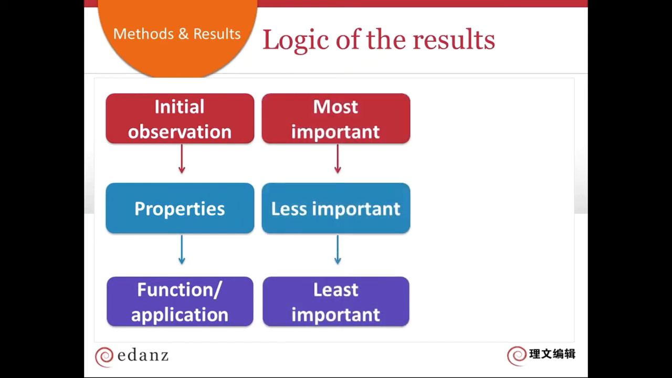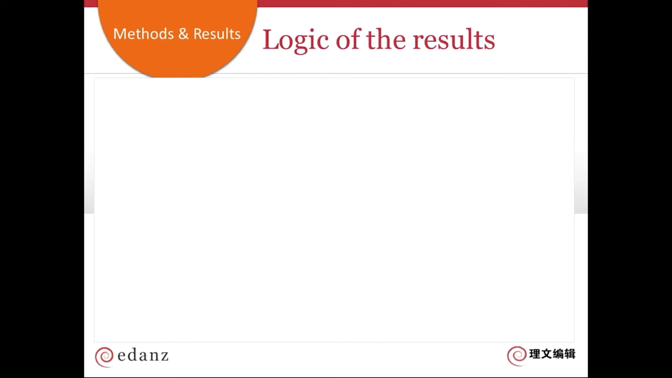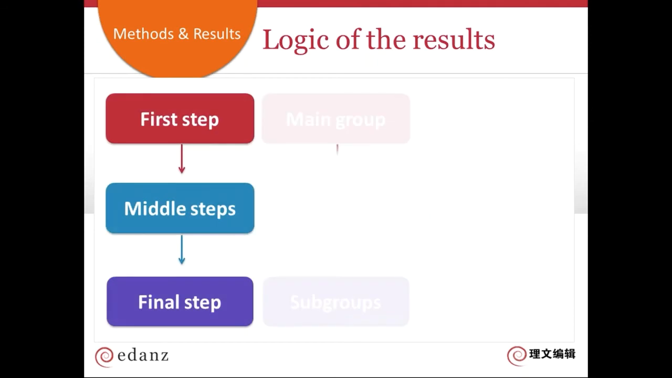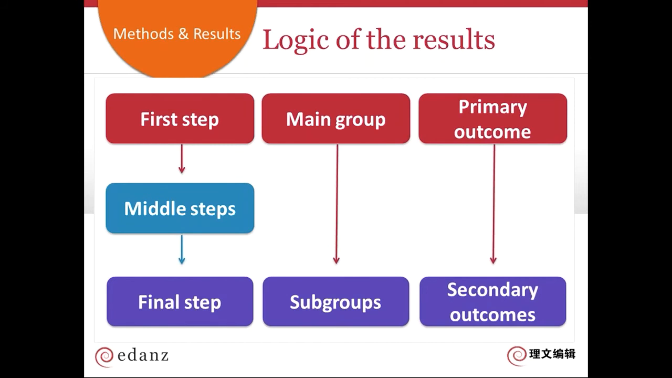Other studies could be ordered from most to least important results, or from basic characteristics to the selection of variables to then enter into a final model. Or you can try time order, main group to subgroup analysis, or main outcome before additional outcomes.